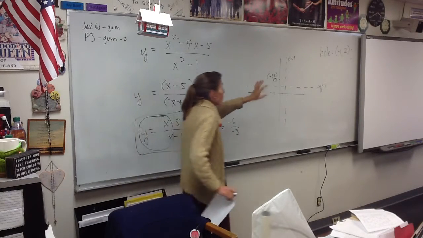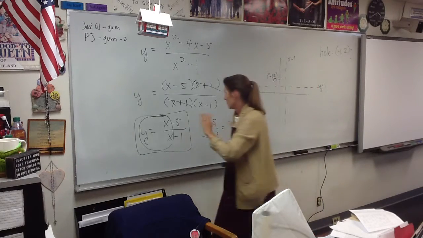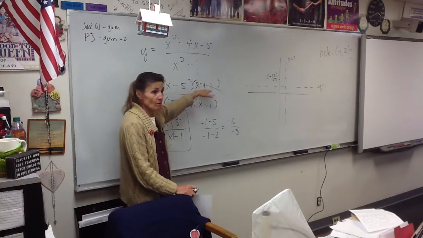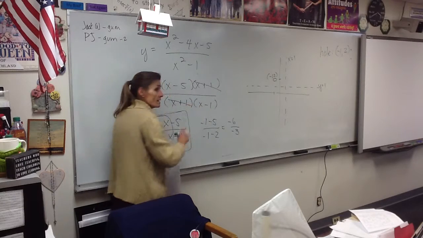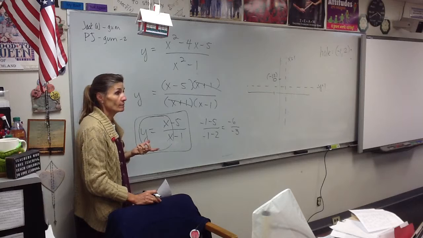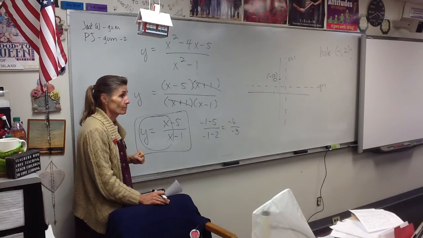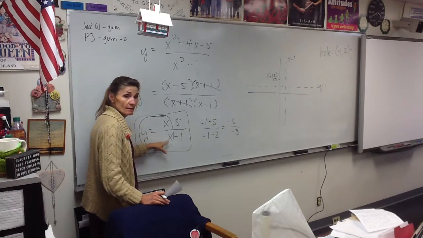Now, where did the x coordinate come from for the hole? What you canceled. The opposite of the factor that I canceled, right? So when I canceled out x plus 1, that meant I was going to have a hole at negative 1. Where did the y coordinate come from? I plugged negative 1 in for the x's.